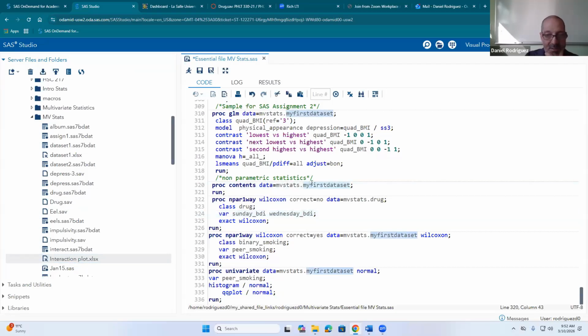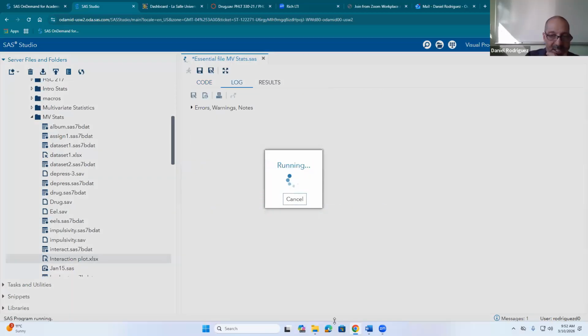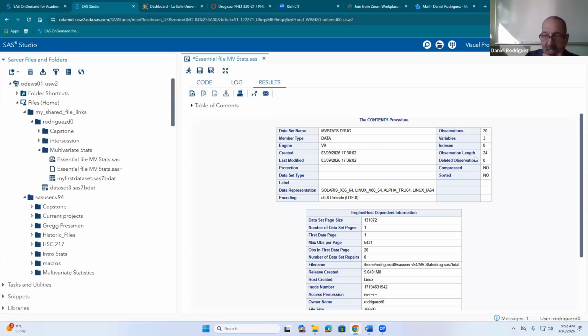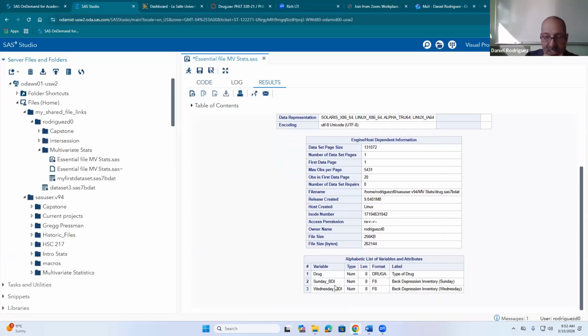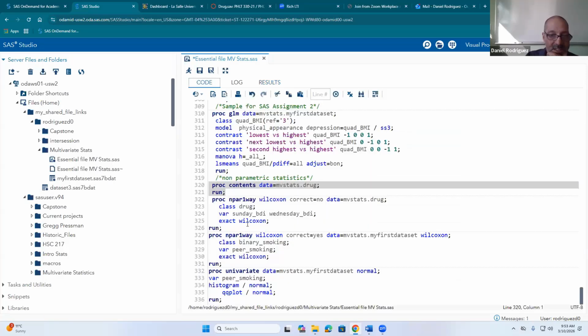But let's take a look at this just to make sure everything's good. So I ran a proc contents. Proc contents just tells me what the variables are in my data set and gives me other information, like your 20 observations, etc. So we see I have drug. They're all numeric. They're not character variables. I don't have to do any conversion, but I can work with those too. We have drug, type of drug, and we have the Beck Depression Inventory for Sunday and for Wednesday. As long as I know the names of the variables, I'm in good shape. Okay, and then I can go ahead and run them.